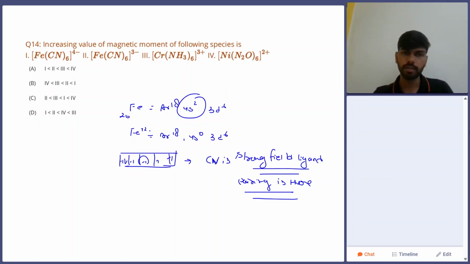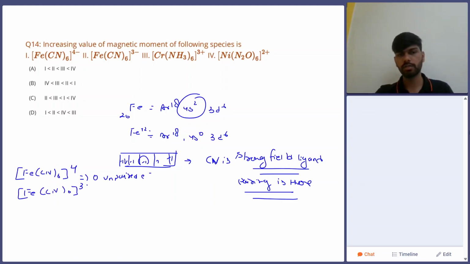So here it is Fe(CN)6 4-, with 0 unpaired electrons. Same for Fe(CN)6 3-: the oxidation number of Fe is +3, so argon 18 4s0 3d5. 3d5 means here one unpaired electron will be there. Okay, so one unpaired electron.